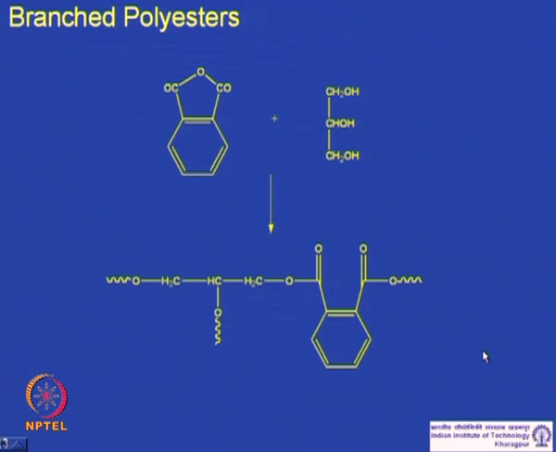We move to the next. We just gave a generic example of branching and cross linking in the last lecture. Here I show you definite examples. You have phthalic anhydride here and you have glycerol. When these two react, they form a linear chain along with a branch coming from this hydroxy group. So, this is one example of synthesizing a branched polyester.